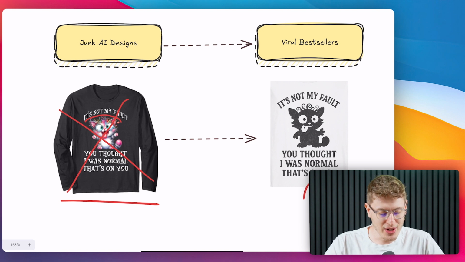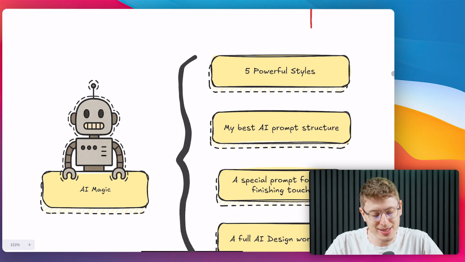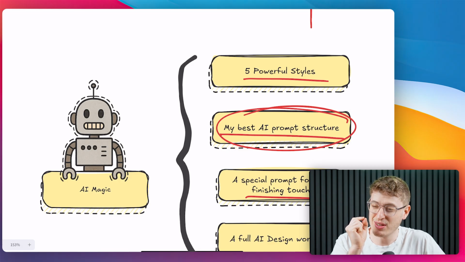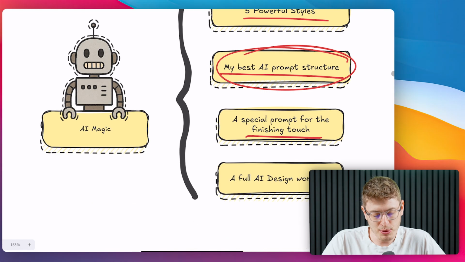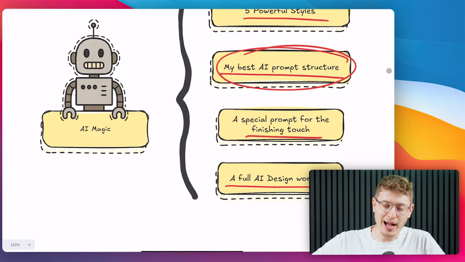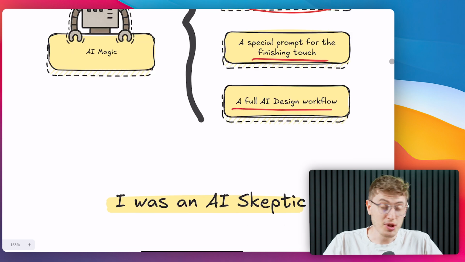So like I said, in this video, we are going to talk about a few things. 5 powerful AI styles. We're going to be talking about my best AI prompt structure. This alone is huge. We're going to be talking about a special prompt for the finishing touch. So even when you think AI is there, it's done it, there's still one more prompt that you need to do. And then I'm going to tell you about my full AI design workflow, so you can really understand what to do, how to start, and how to create better designs.